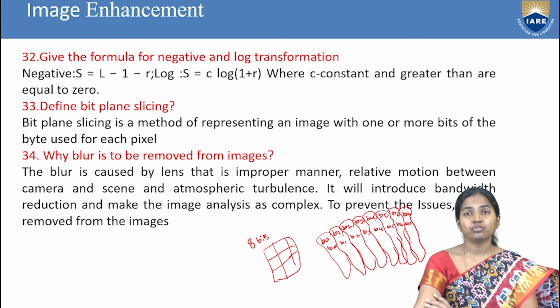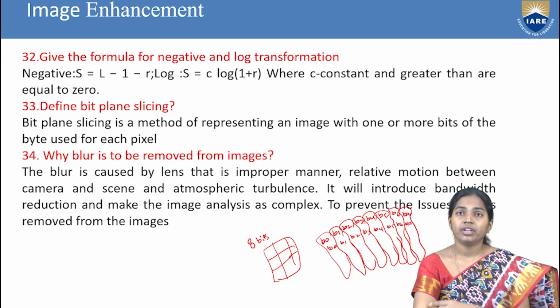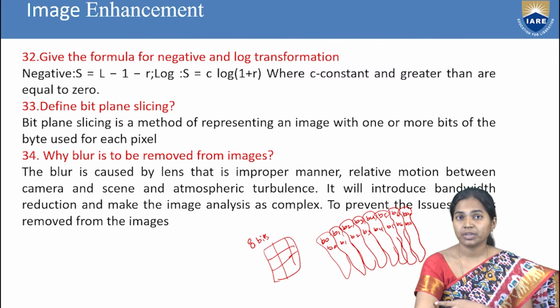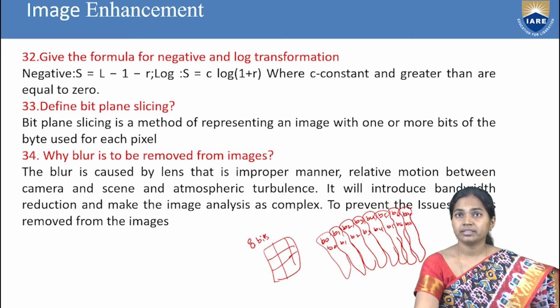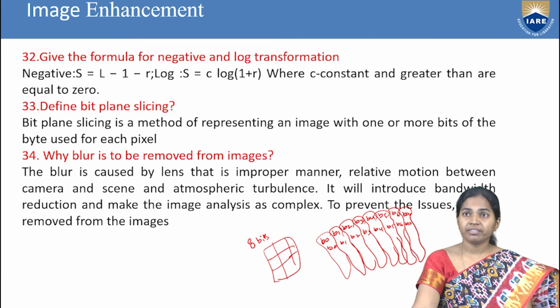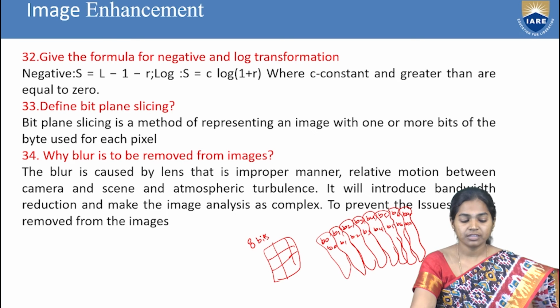The next question is why blur is to be removed from images. Blur means the image is not clear. When the camera is in motion while capturing, the image gets blurred. If we remove those blur noises from our image, the picture quality is good. Blur is caused by an improper lens, relative motion between camera and scene, and atmospheric turbulence. It introduces bandwidth reduction and makes image analysis complex. To prevent this issue, blur is removed from the image.